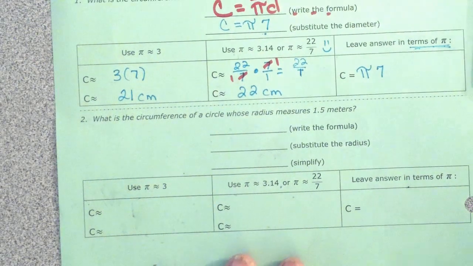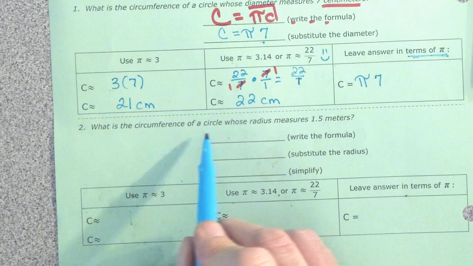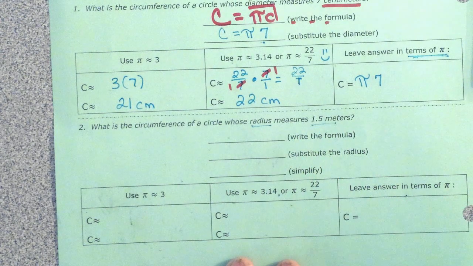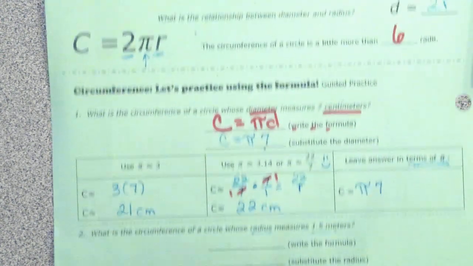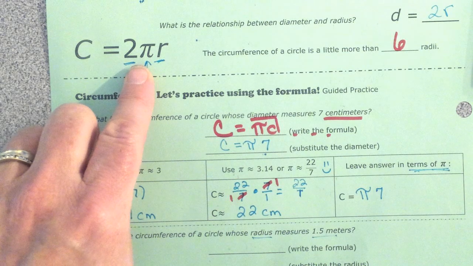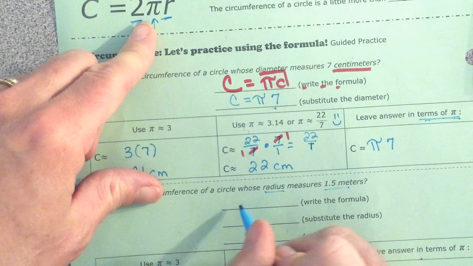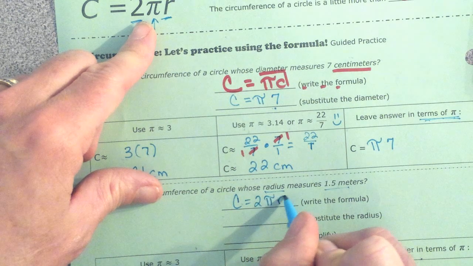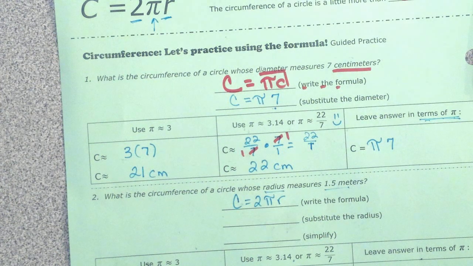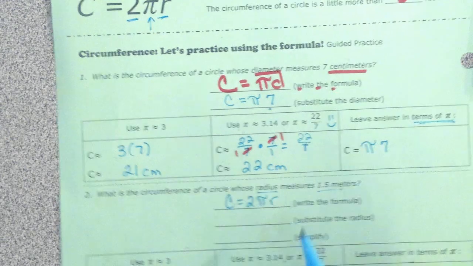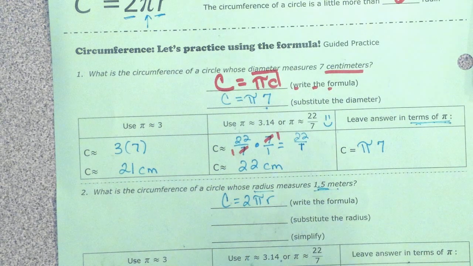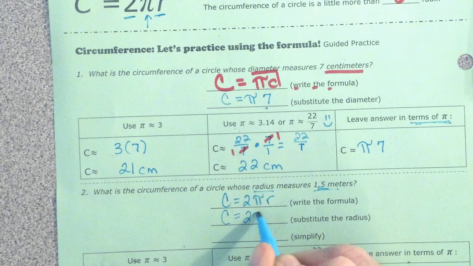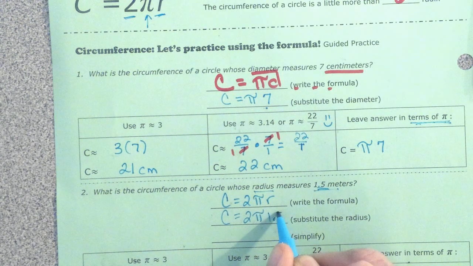All right, number 2. What is the circumference of a circle whose radius measures 1.5 meters? Okay, well, since they gave me the radius, I'm going to use this formula. Circumference is equal to 2 pi r. Write the formula first. Now, let's plug in the numbers. The number for the radius is 1.5. Circumference equals 2 times pi times 1.5.